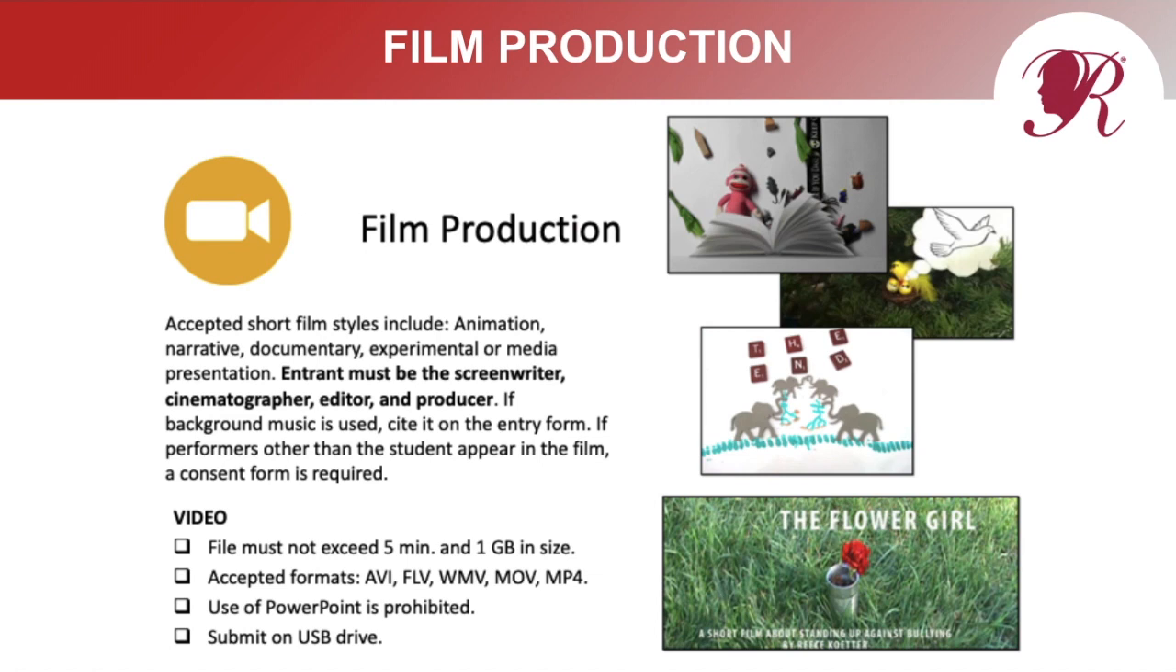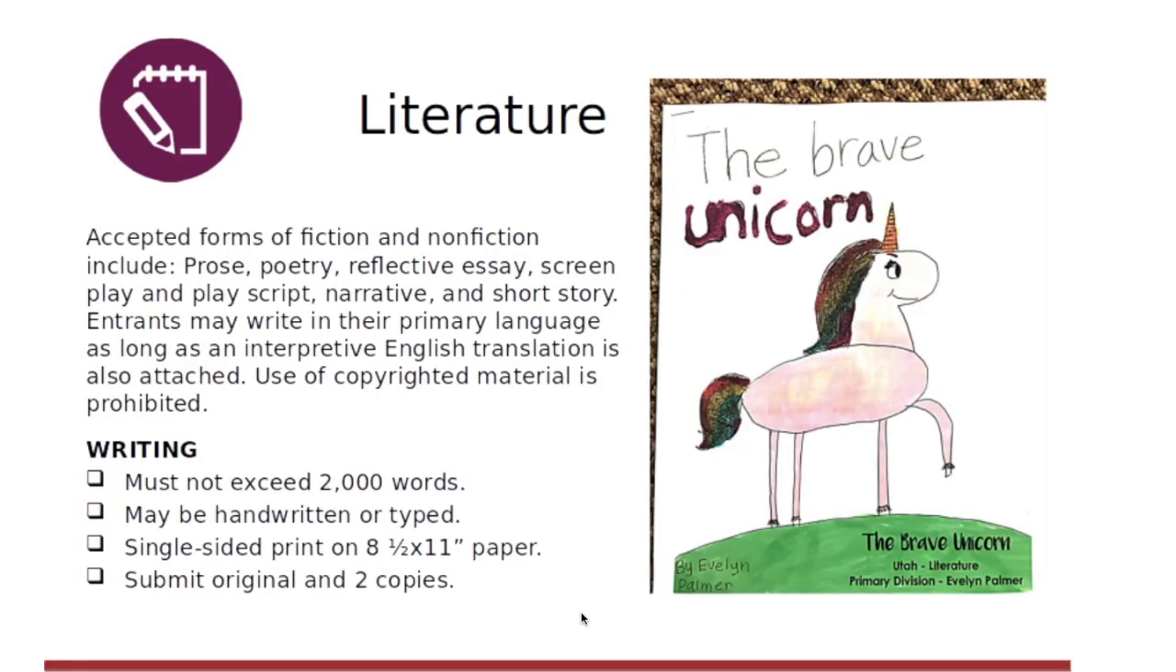Film production. Accepted short film styles include animation, narrative, documentary, experimental, or media presentation. The entrant must be the screenwriter, cinematographer, editor, and producer. If background music is used, cite it on the entry form. If performers other than the student appear in the film, a consent form is required. The file must not exceed 5 minutes and 1 gig in size. These are the accepted formats. Use of PowerPoint or similar programs is prohibited, and it must be submitted on a USB drive.